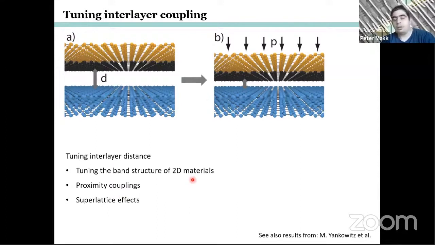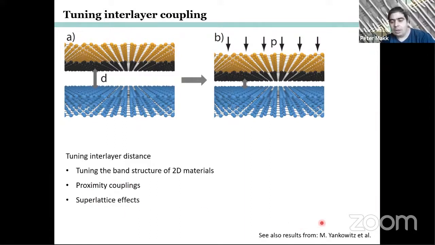With that, there are several interesting things you can look at. For example, there are already 2D materials like van der Waals semimetals like tungsten telluride or something like this, where the band structure is really sensitive to the layer distance. So there, by tuning just this structure, you can already achieve interesting things. Or the other, which I will reflect on, is changing proximity couplings in such systems or superlattice effects.